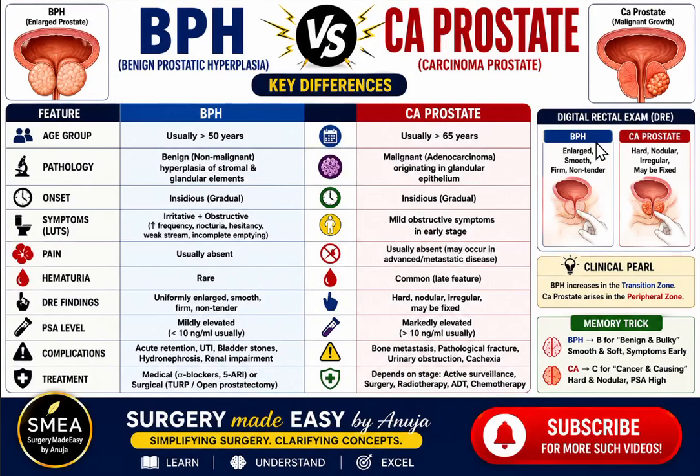Just to revise, in BPH, we feel an enlarged, smooth, firm, and non-tender gland on digital rectal examination, whereas in CA prostate, a hard, nodular, irregular, fixed swelling is palpated. BPH arises in the transitional zone in the middle of the gland, whereas CA prostate arises in the peripheral zone and progresses towards the center.